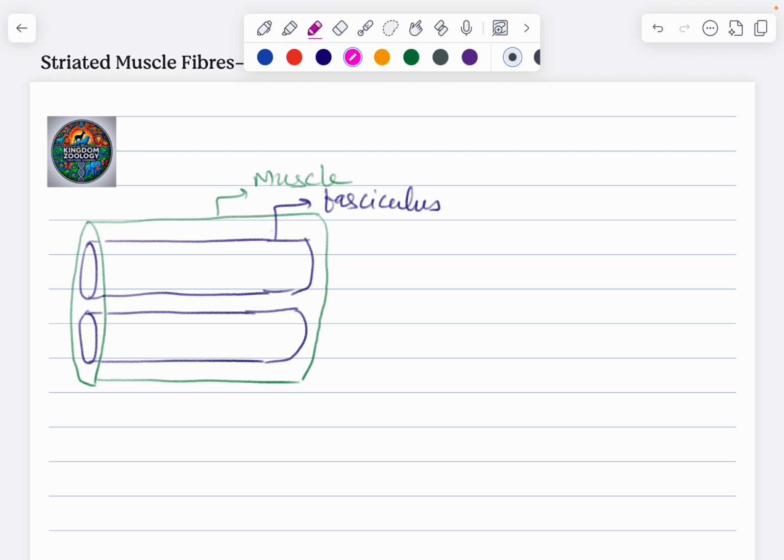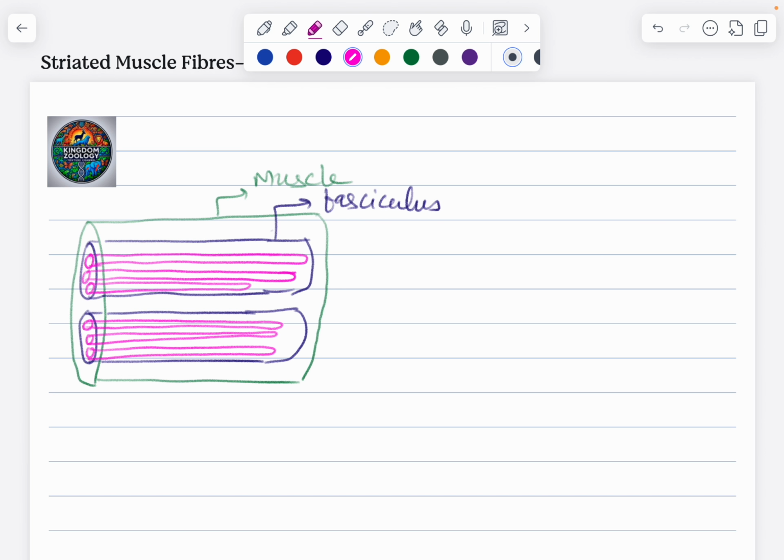And if we can recall, what were the fasciculi themselves made up of? They were collections of individual cells called the muscle fibers. So here is basically one individual cell, that is your second individual cell, and here's the third cell. Okay, so each cell here is basically called a muscle fiber. So why should we call a cell a fiber here? Because the cell is elongated in shape.